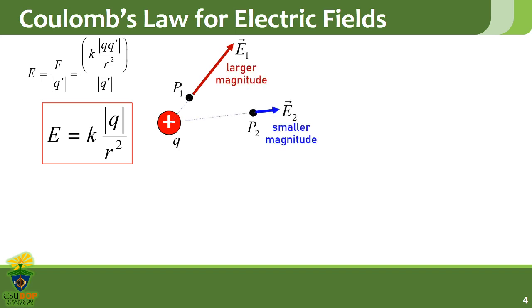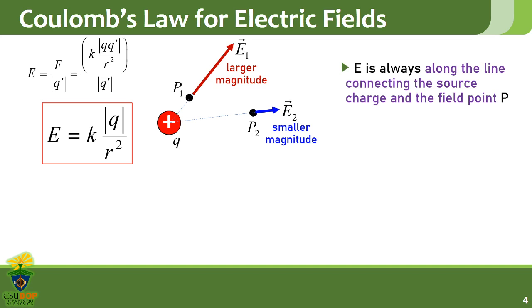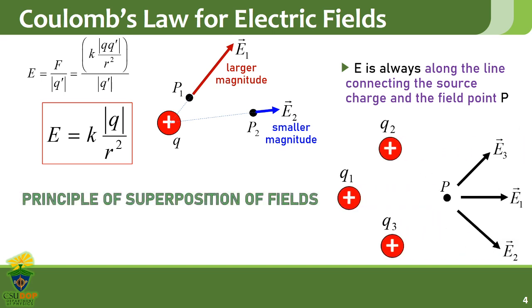Similar to Coulomb's law for electric force, this equation will only give you the magnitude, which is always a positive value. However, the direction of the electric field is always along the line connecting the source and the field points. If there is more than one source of electric field, such as the one shown here, then the total electric field at a certain point P will be the superposition of all the vector fields.